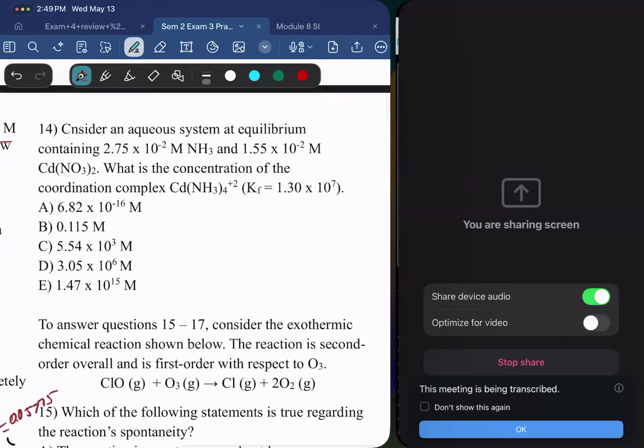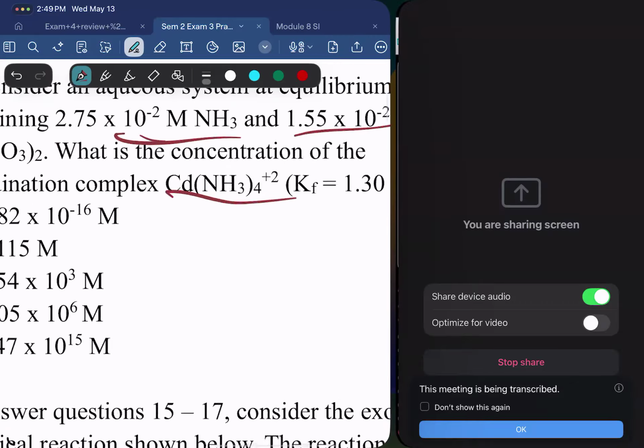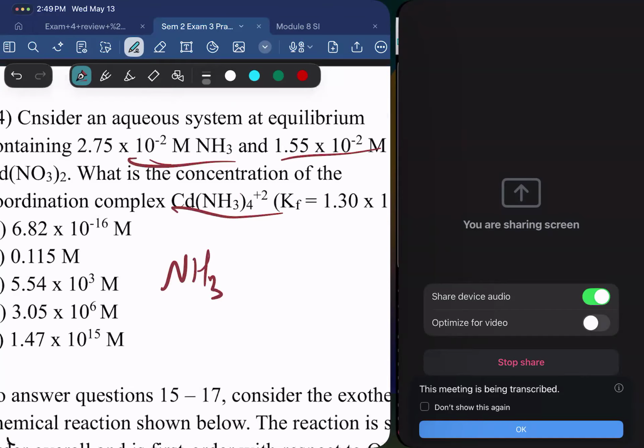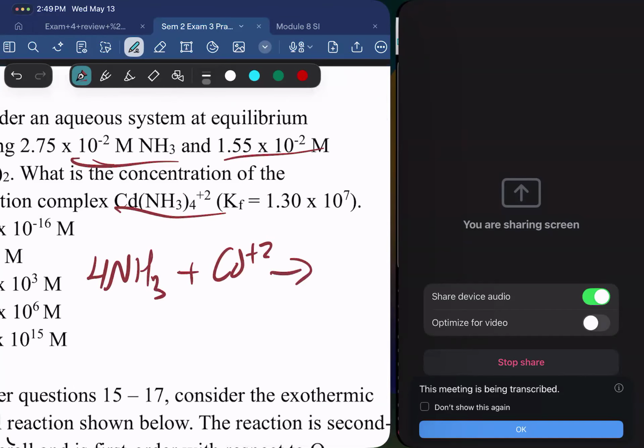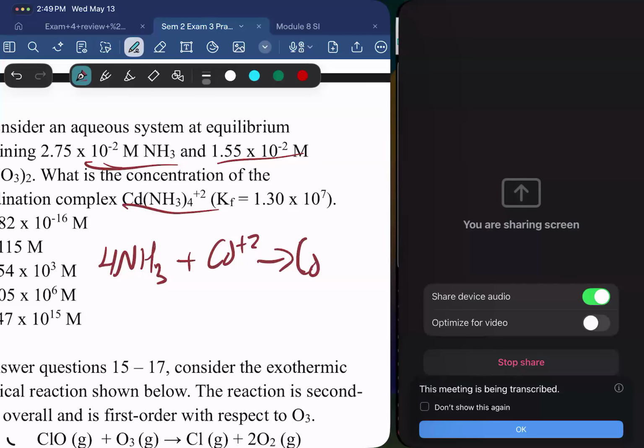Okay, so all right, with number 14, we have this equilibrium for these concentrations for cadmium and ammonia. And they're asking what's the concentration of this complex. And they give you the KF, right? So the KF is the formation of the complex. So you have to write out the formula. So NH3 plus Cd plus 2, and this yields Cd, the complex, right?